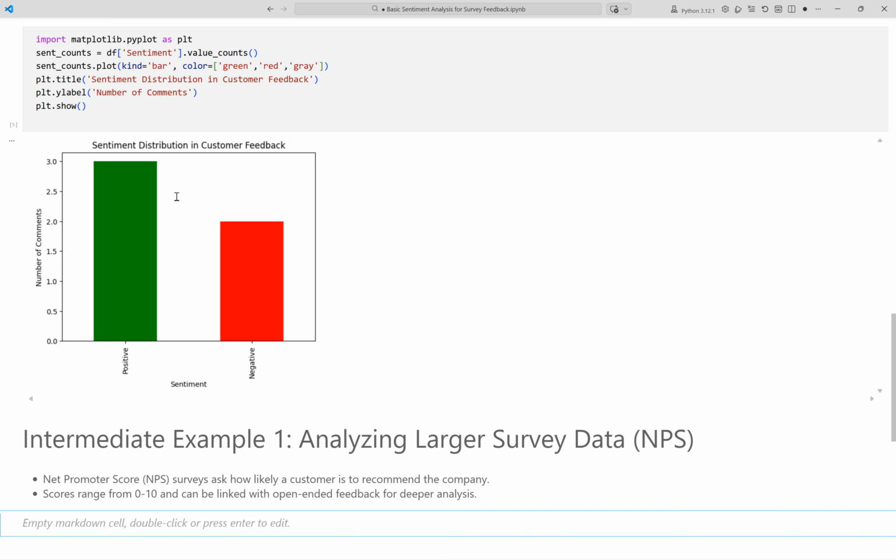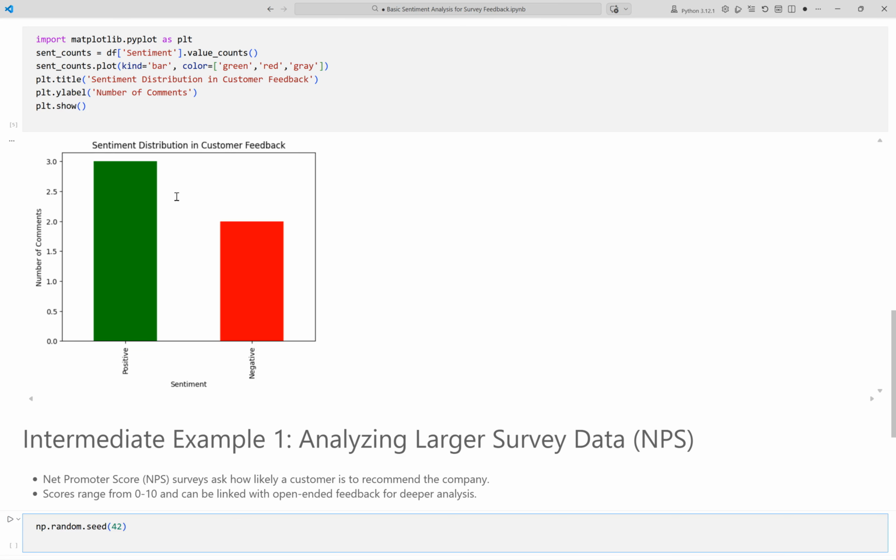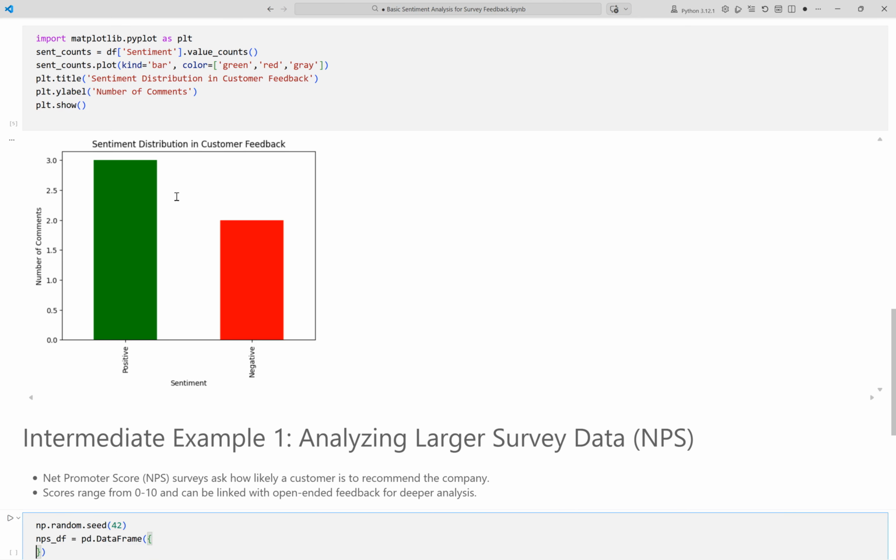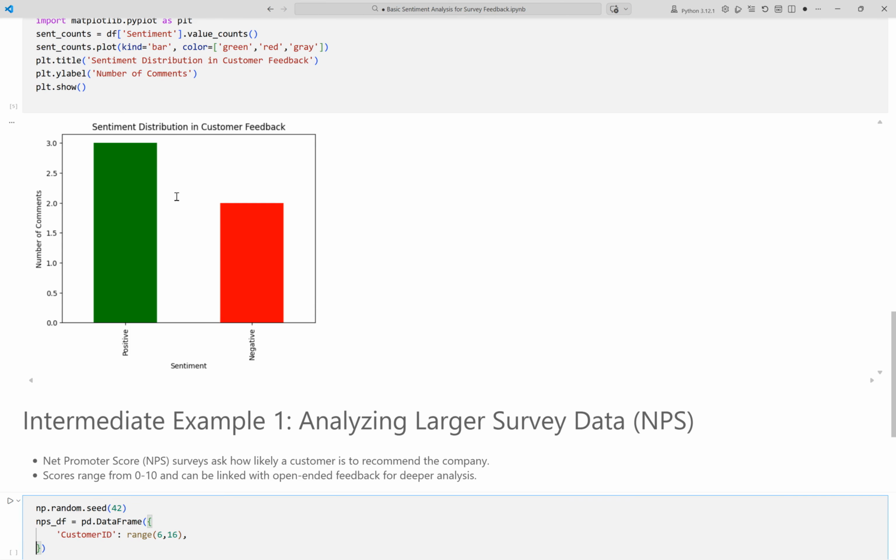We generate a synthetic NPS survey dataset for 10 customers. We include scores from 0 to 10 and realistic feedback comments. We print the first few responses to explore the data structure.